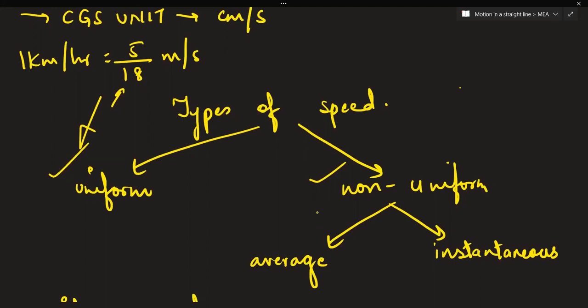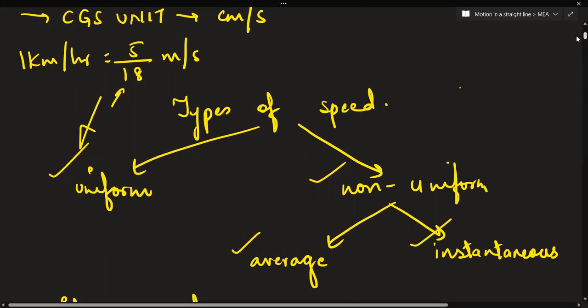If the velocity is changing over a time duration, then you use average. If a time instant is given, you use instantaneous. So this is an overview of velocity.